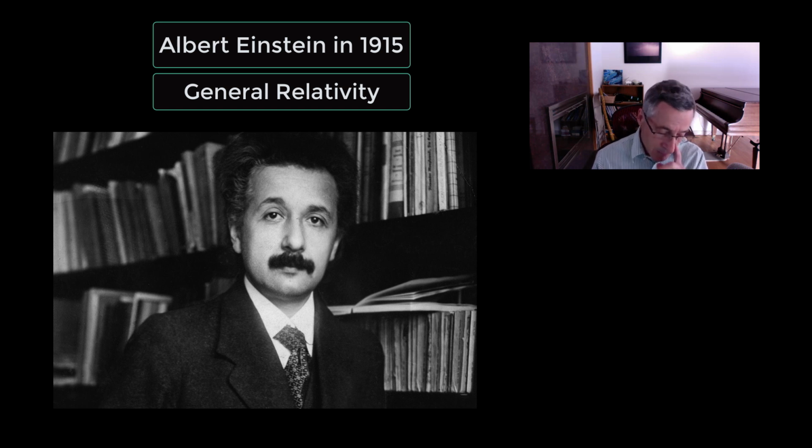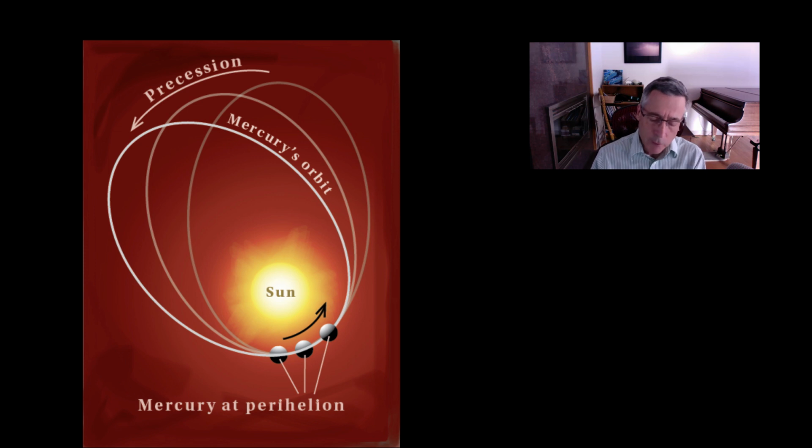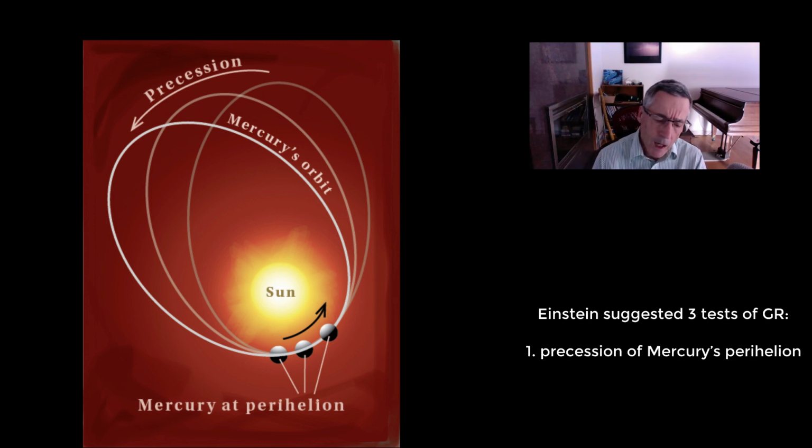And he made three predictions at the time. The first prediction was that the orbit of Mercury would precess at a certain rate. That is, that the egg-shaped orbit, the orientation of it, would move around with time, as you see here in this image. That was actually already known, but general relativity explained why it did that.